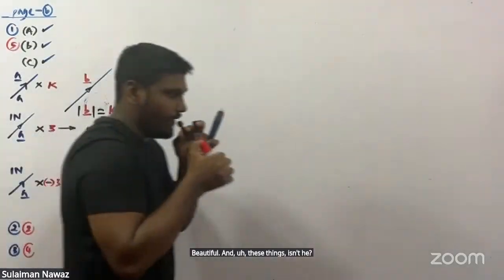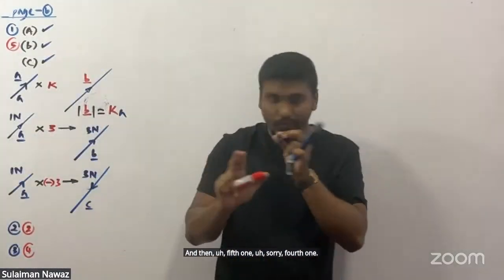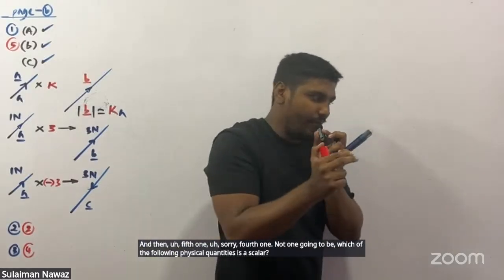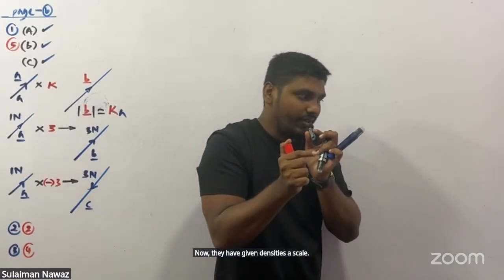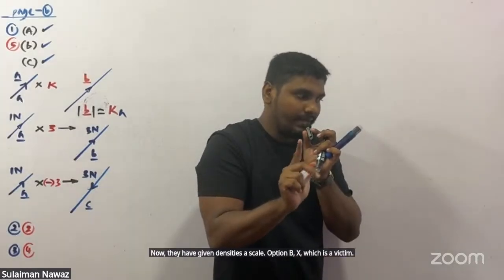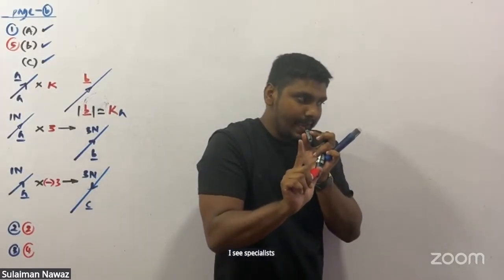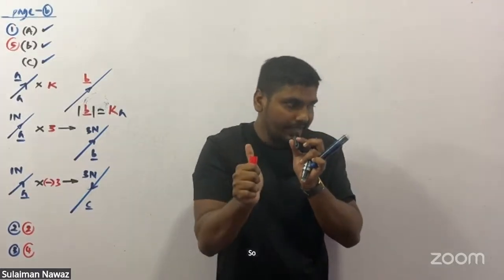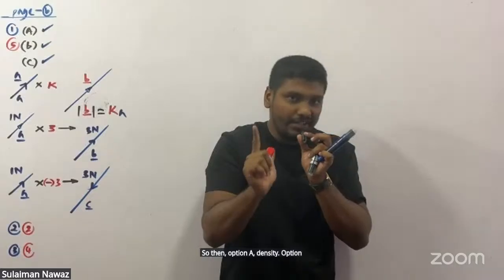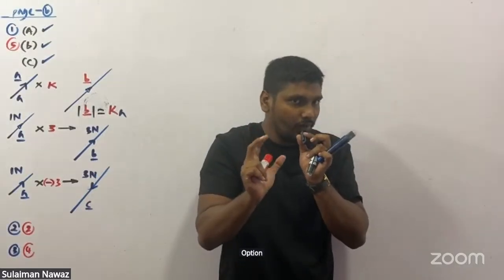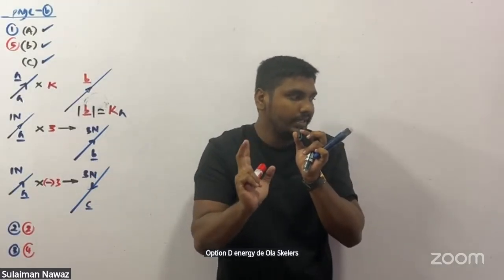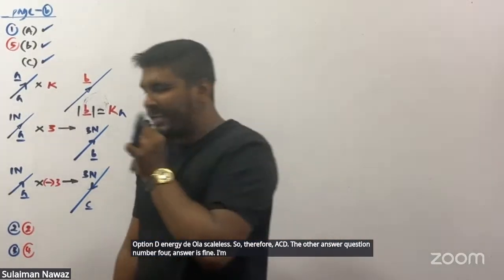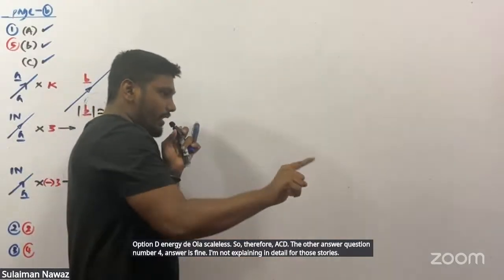And then the fourth one: which of the following physical quantities is a scalar? They have given option A, density, which is a scalar. Option B, acceleration, is a vector. Option C, pressure, is a scalar. Option D, energy, is a scalar. So option A, density, option C, pressure, and option D, energy, are all scalars. Therefore A, C, D. So for question number 4, the answer is 5. I'm not explaining those in detail.